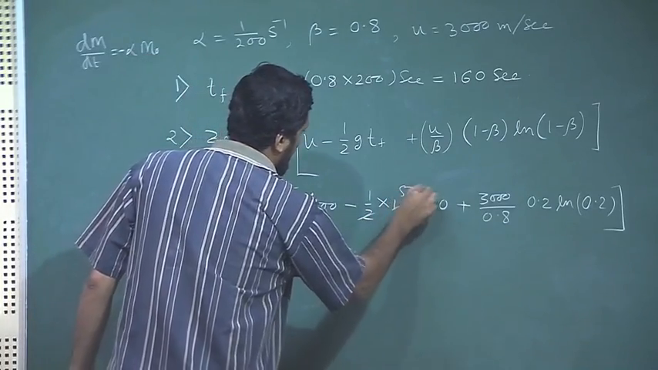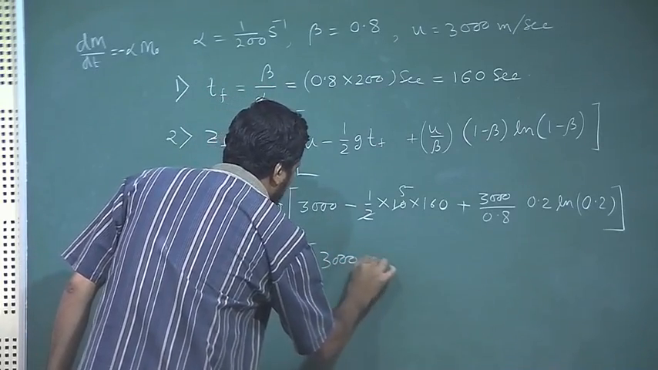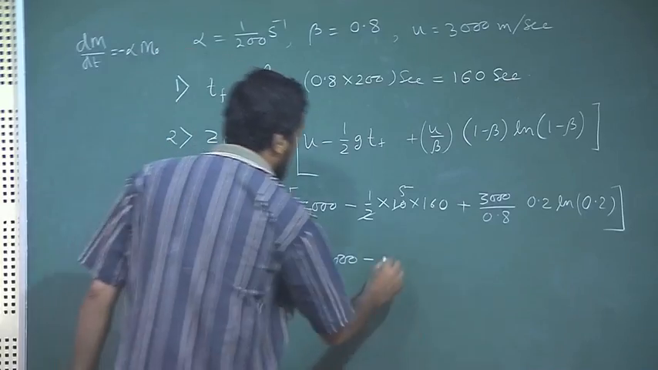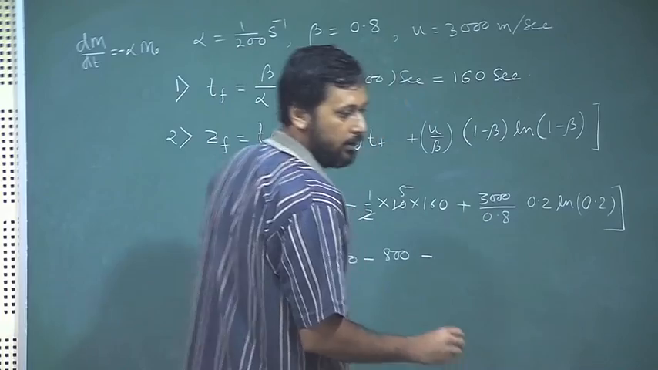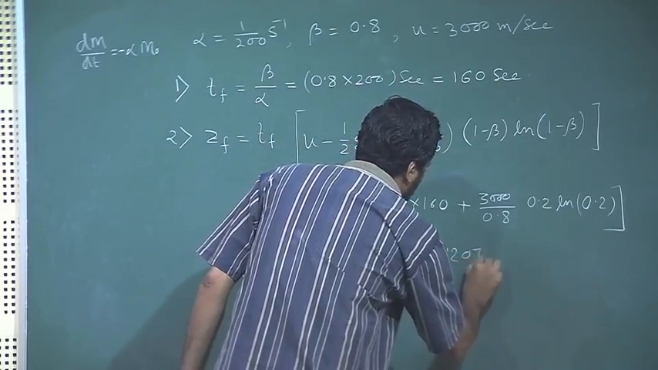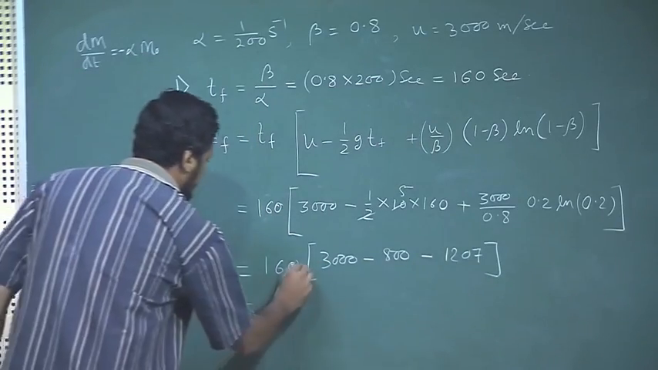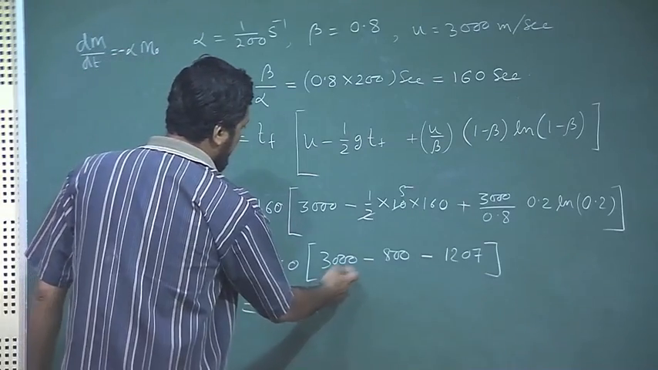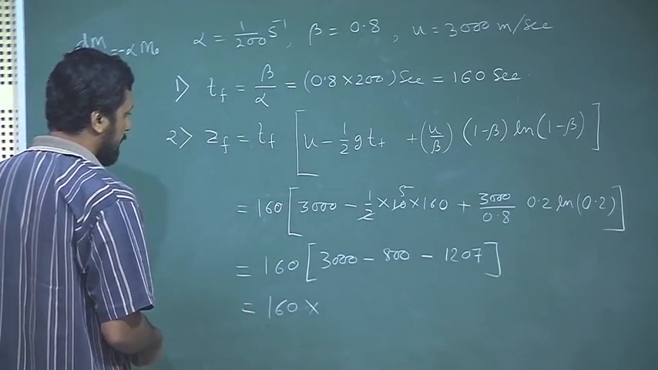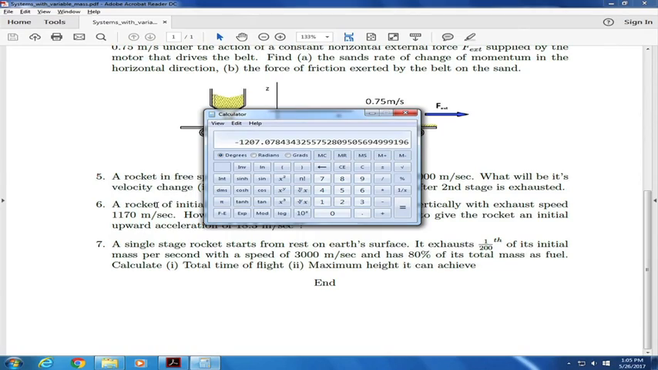So, this is 5. So, it is 3000 minus 800 minus 12, approximately 1207. So, there is a point, but I am just not considering that. So, it is 160 into, so 3000 minus 800 is 2200, 2200 minus 1207.